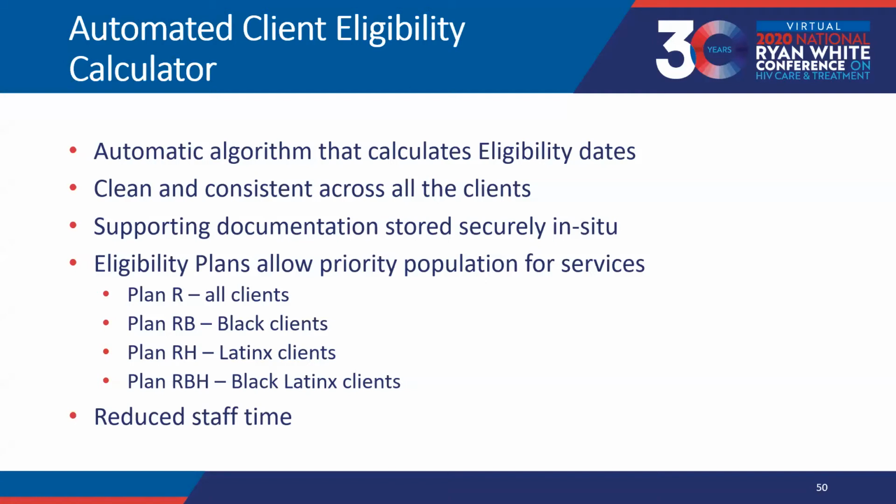I wanted to share one of the great modules that we have with E2 Hillsborough, and that's the Automatic Client Eligibility Calculator. It is an automatic algorithm that calculates eligibility dates. So there's no need for you to grab a calendar and count out 6 months to the exact date. It's automatically preset for you. It's very clean and consistent across all the clients.